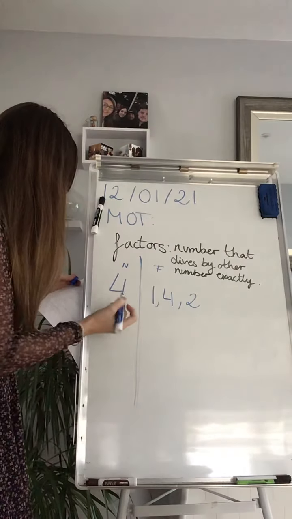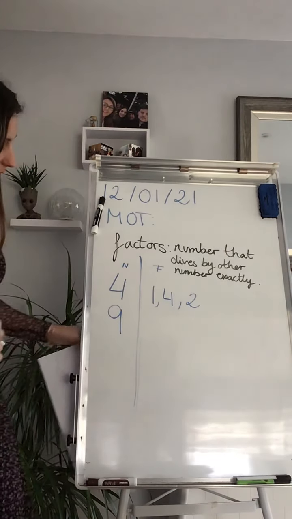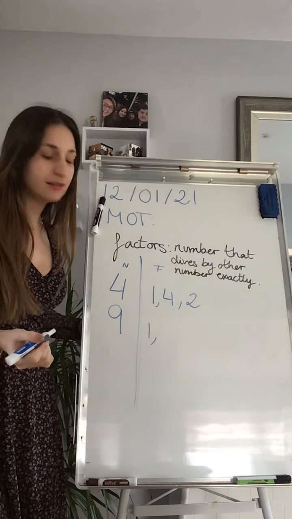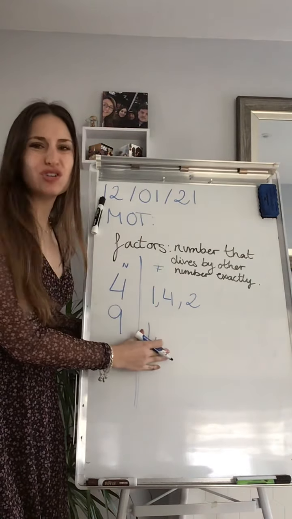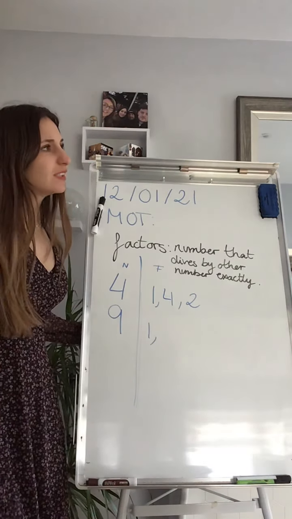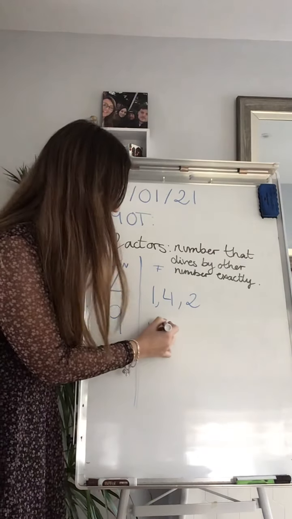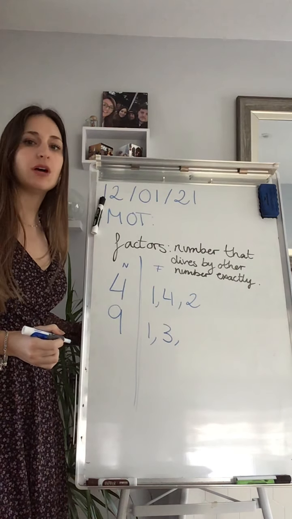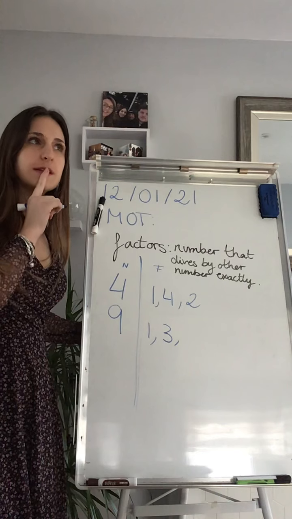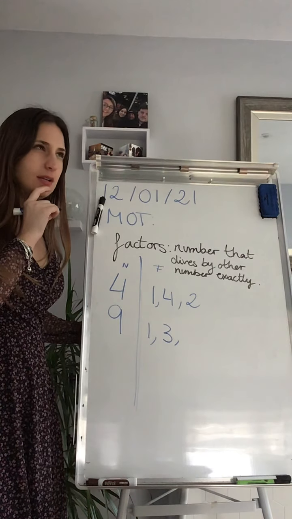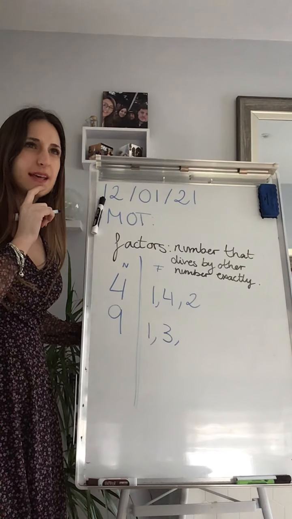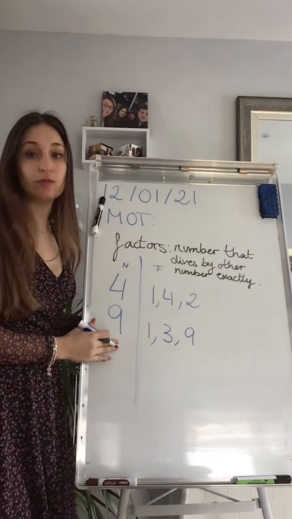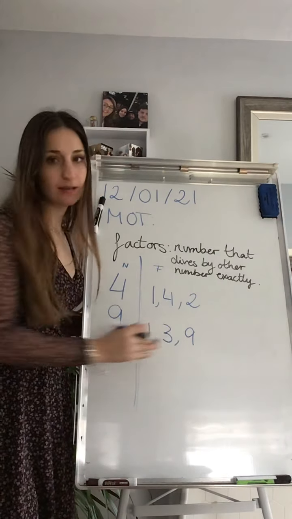Let's have a go at the factors for number 9. I can divide 9 by 1, and I will get a whole answer, 9. I can divide 9 by 2? No, I cannot. Can I divide 9 by 3? Yeah, 3 times 3 is 9. Can I divide 9 by 4? No. I will not get a whole answer. 9 by 5? No. 9 by 6, 7, 8, 9. So my next one is 9. So the factors for 9 are 1, 3, and 9.